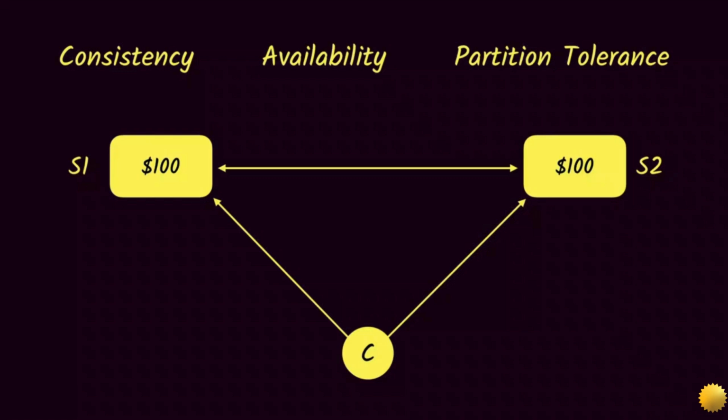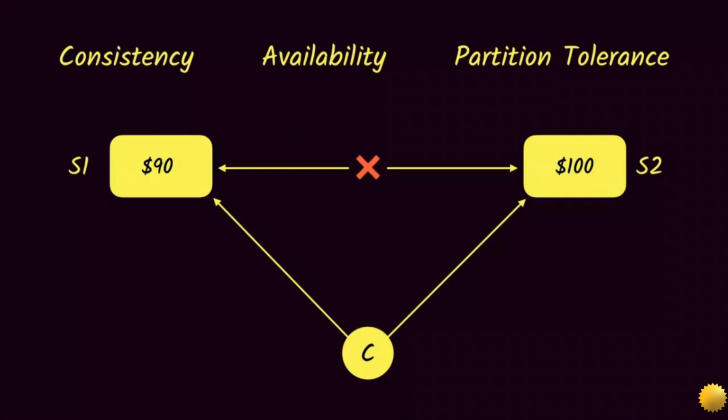Let's say that a partition happens and S1 is not able to connect to S2. Now a user makes a call to S1 to update the balance. S1 is going to update the balance to be $90, but S1 is not going to call S2 because the connection is not there. And when the user makes a call to S2 to get the updated balance, they will get a different amount from S1, so $100 instead of $90.